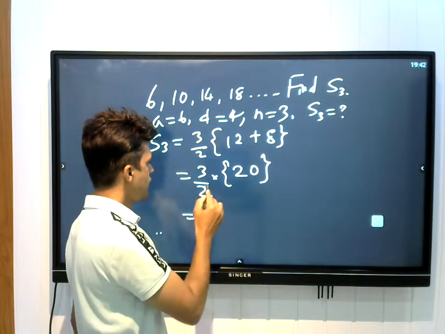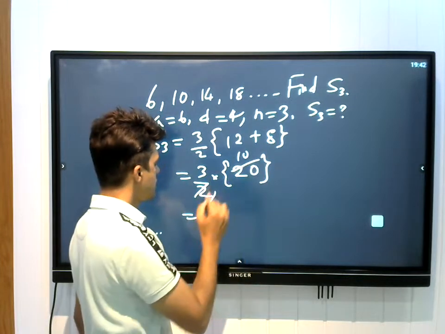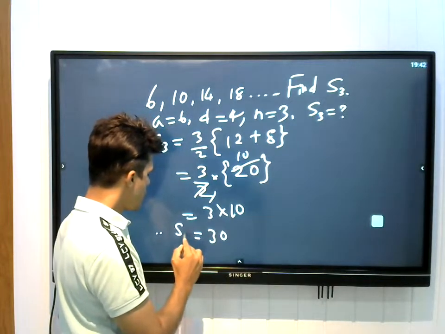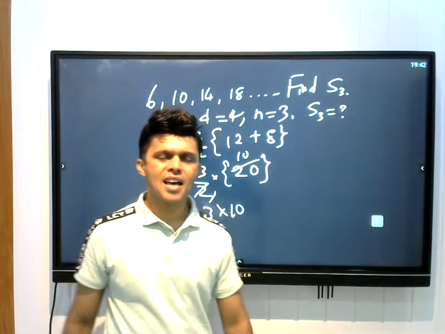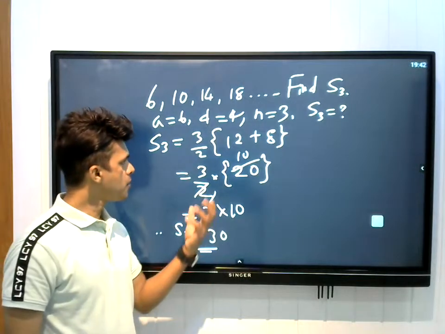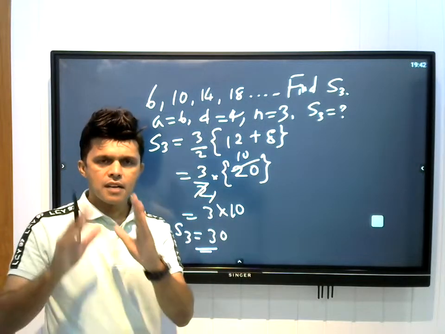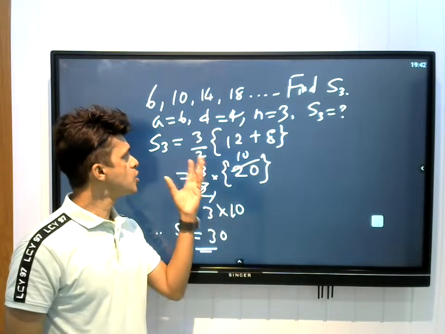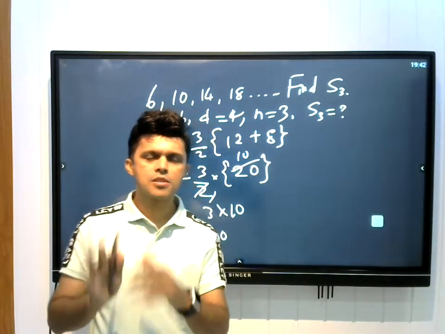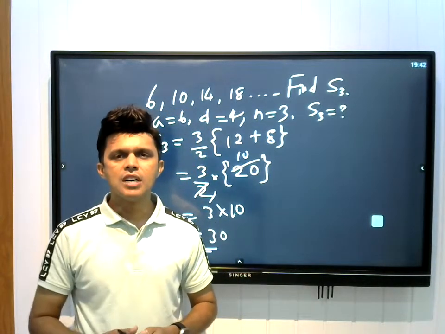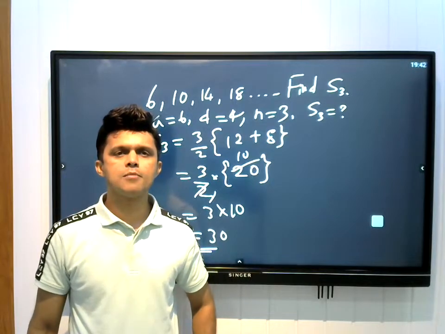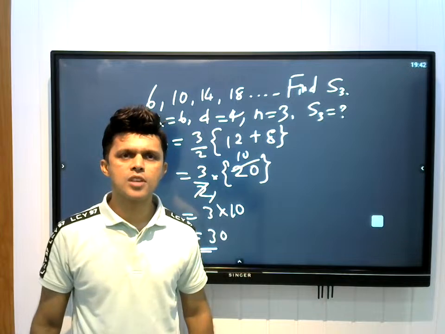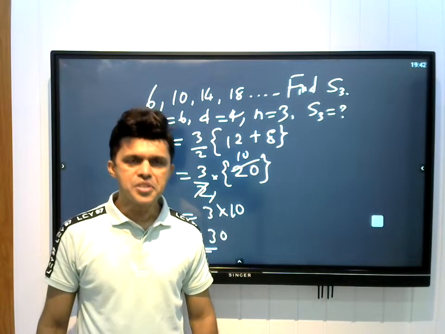Simplify. Here multiplication: 3 over 2 times 20 gives 3 times 10, which is 30. We knew the sum of the first three terms is 30, but I'm pointing out that to take the sum of n terms of an AP, you are able to use the formula Sn equals n by 2 times 2a plus n minus 1 times d.